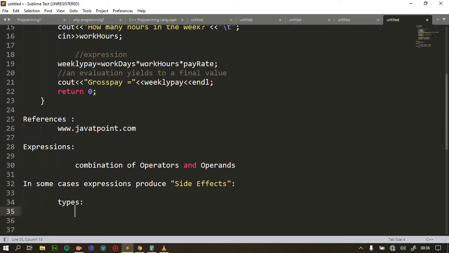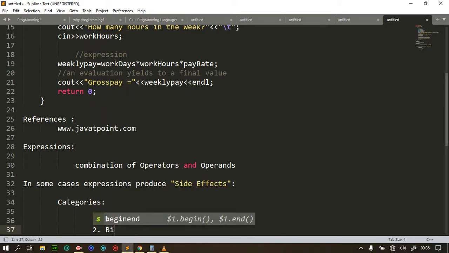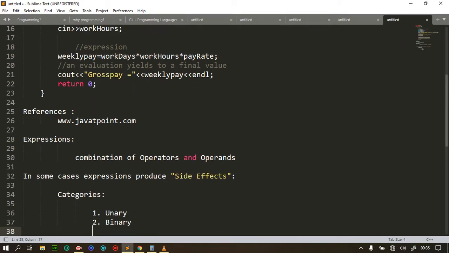Okay, types of operators. Sorry. We have what we call categories of operators. One of them is the unary operator. We have the binary operators, and we have the ternary operators. Now, for your case, I'm not going to talk about each one of them, but along the way I'll be tapping into them a little bit.